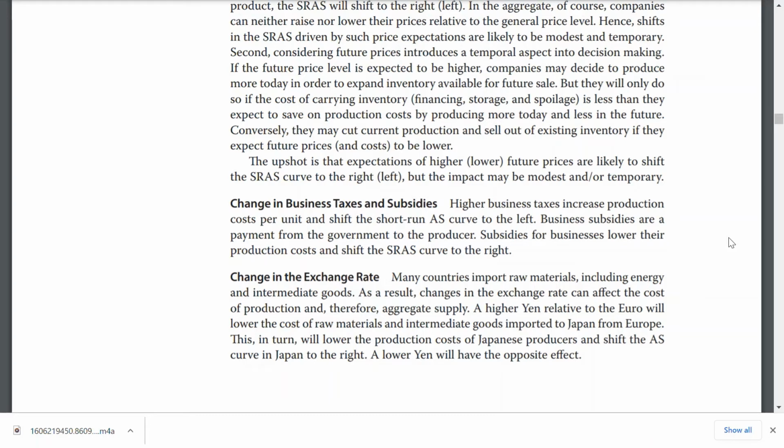Change in business taxes and subsidies. Higher business taxes increase production costs per unit and shift the short-run AS curve to the left. Business subsidies are a payment by the government to the producer. Subsidies for businesses lower their production costs and shift the SRAS curve to the right.